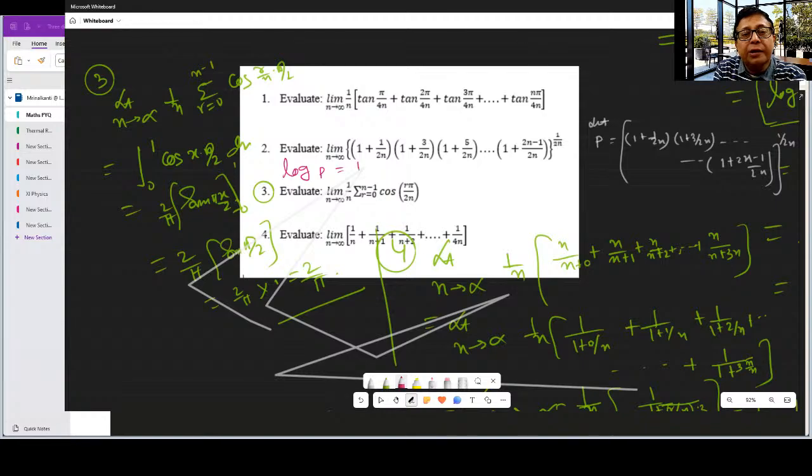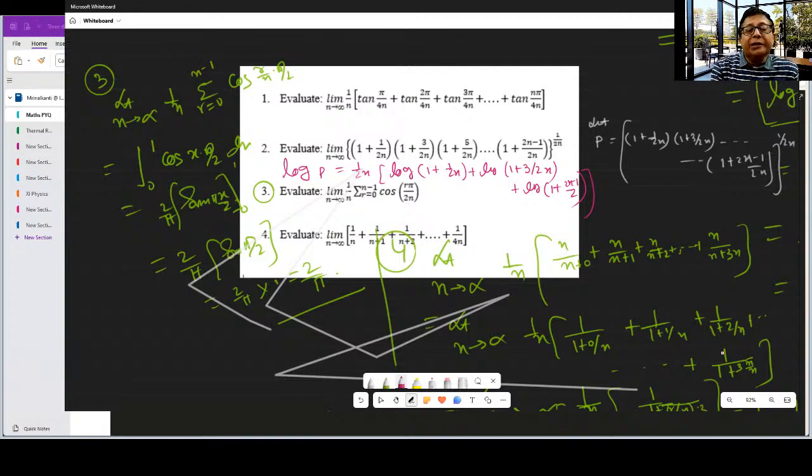Log P will be 1 by 2n log 1 plus 1 by 2n, log 1 plus 3 by 2n, log 1 plus 2n minus 1 by 2n. Can you see the pattern over there? It's very common. 2n you take as 3, then it will be what? 1 by 3 log 1 plus 1 by 3, log 1 plus 3 by 3, like that.